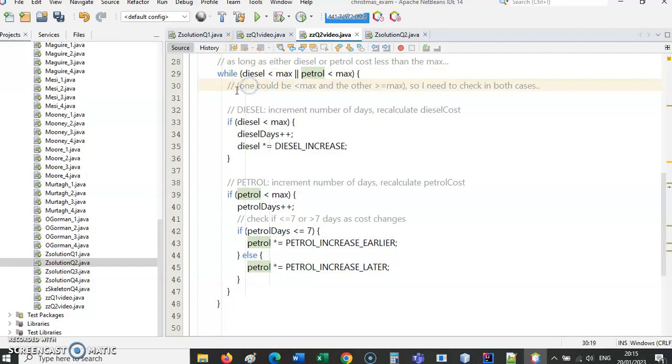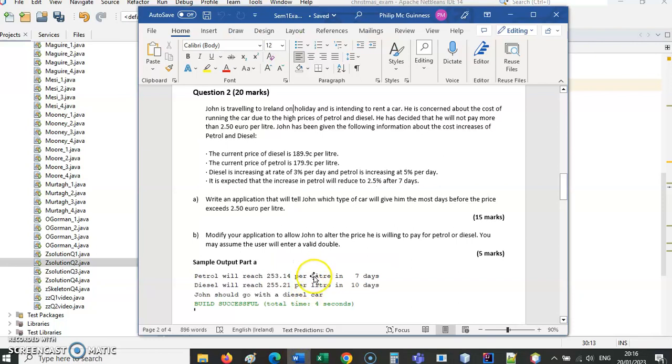Okay, now both are unlikely to exceed the max on the same day. So at the very end, we're going to say something like, you can see on the message, petrol will reach over 250 in 7 days. Diesel reaches over 250 for the first time in 10 days. Okay, so the number of days is different. So sometimes, if you think about that, 3 times around the loop, diesel days will have been incremented 3 times more than for petrol days.